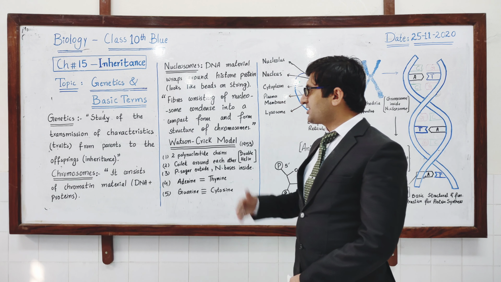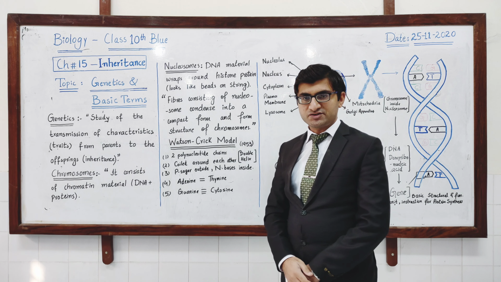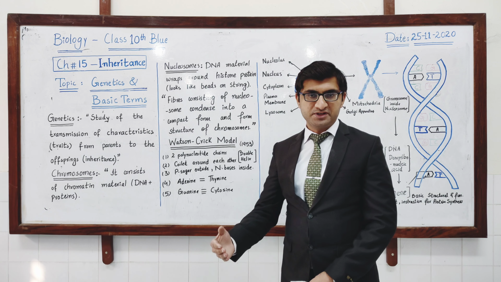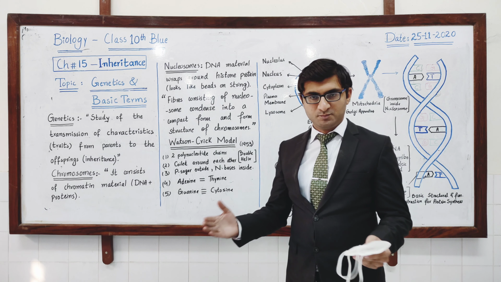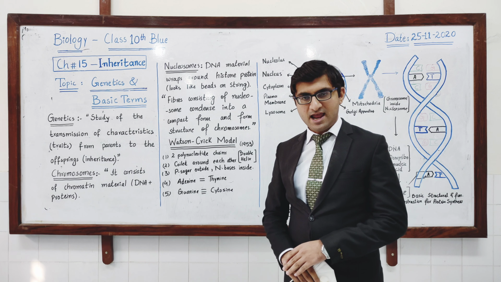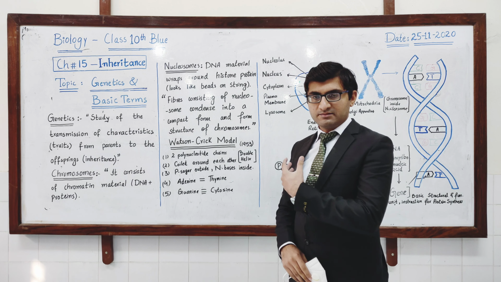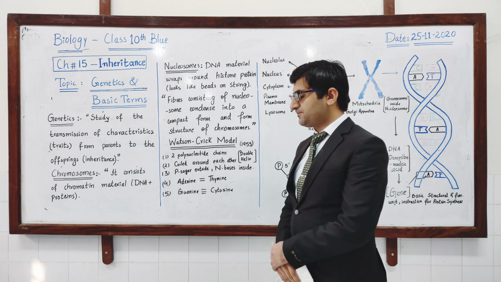So what is the structure of a chromosome? The structure of a chromosome includes the wrapping of DNA around the histone proteins. Both the histone protein and DNA together make a chromosome.